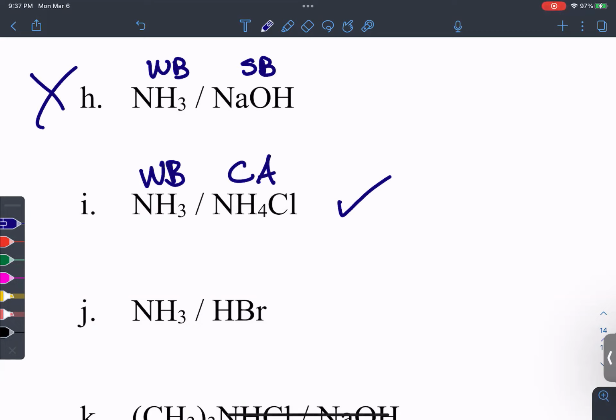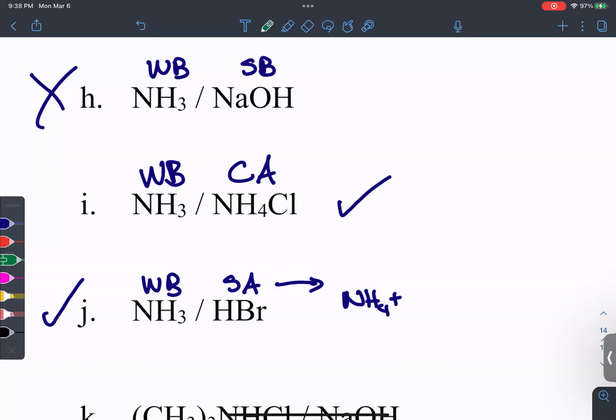NH3 and HBr. Is that a buffer? So NH3 is a weak base. HBr is a strong acid. What happens when you add a strong acid to a base? You neutralize it and you make NH4+. So is that a buffer? Yes, it is. Okay, so let me make up some numbers.